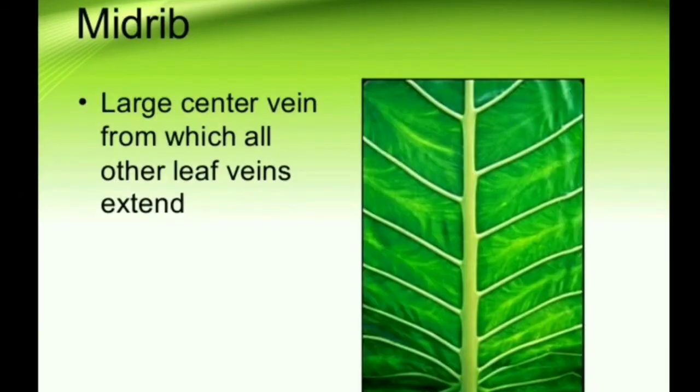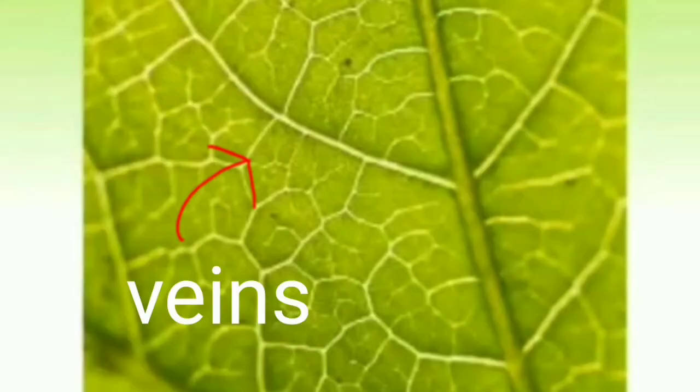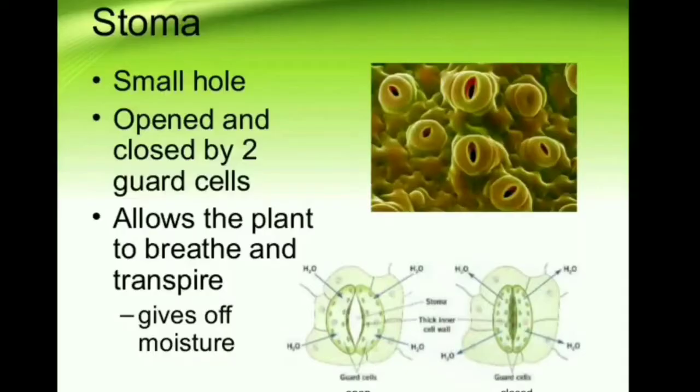Next is the midrib, the large center vein from which all the other leaf veins extend. It is known as the midrib. The midrib is branching here. Look at the small branches which emerged from the midrib. These are the veins.